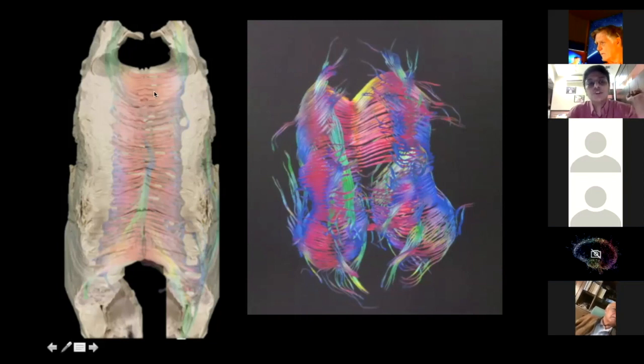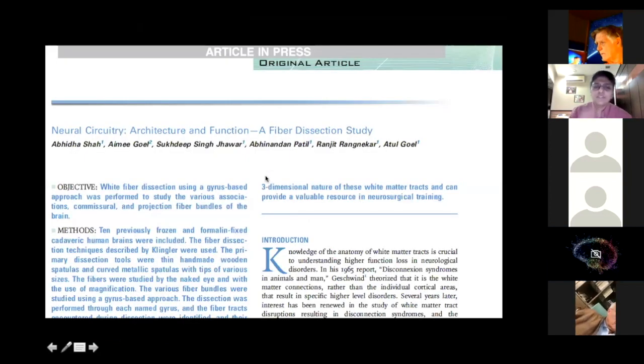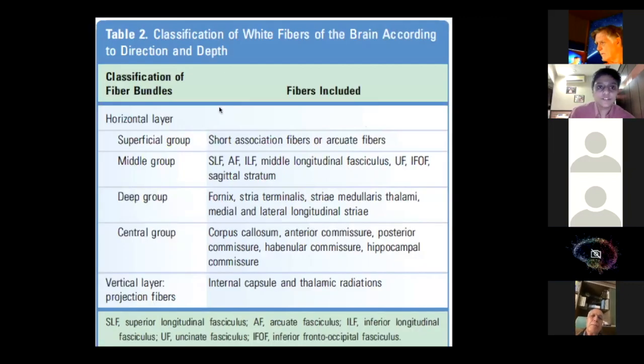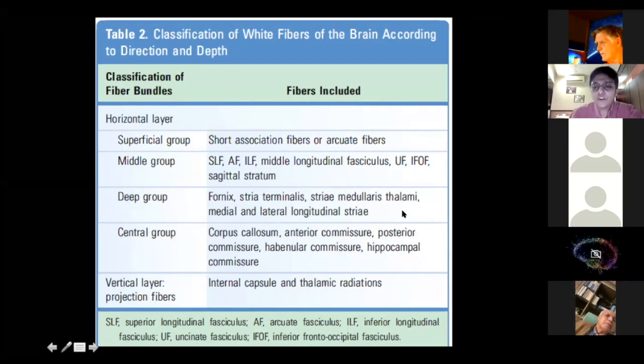So I view the corpus callosum as a hanging rope bridge where the fibers of the corpus callosum are the rungs of your rope bridge, and the two structures on the side are your projection fibers, as you can see here very clearly. So we've published this in our paper on the architecture of the white fibers, and I've shown you last time that we've divided them into 5 groups. So basically your limbic system falls in this group, the deep group of fibers that are there, and the cingulum forms a component of the middle group.